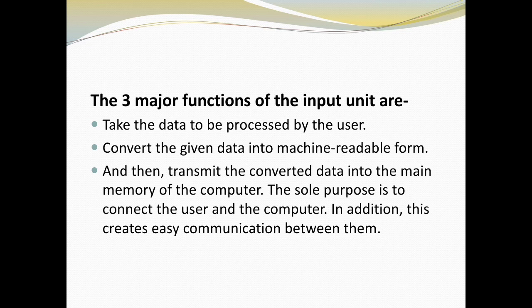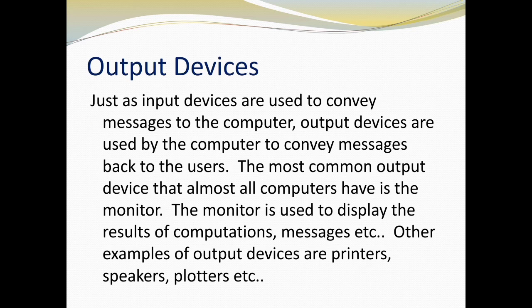And then transmit the converted data into the main memory of the computer. After converting the data into machine readable form, the data is transferred to the main memory. The sole purpose is to connect the user and the computer, and it creates easy communication between them. So here the input device takes the input from the user, converts the user data into machine readable data, and then sends it to main memory. Okay, so these are the three major functions of an input device.